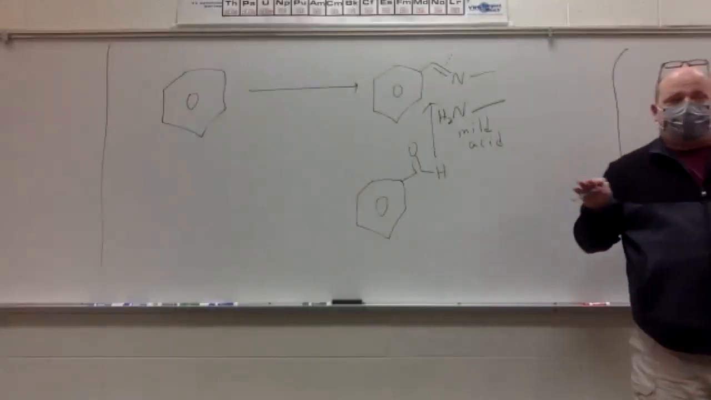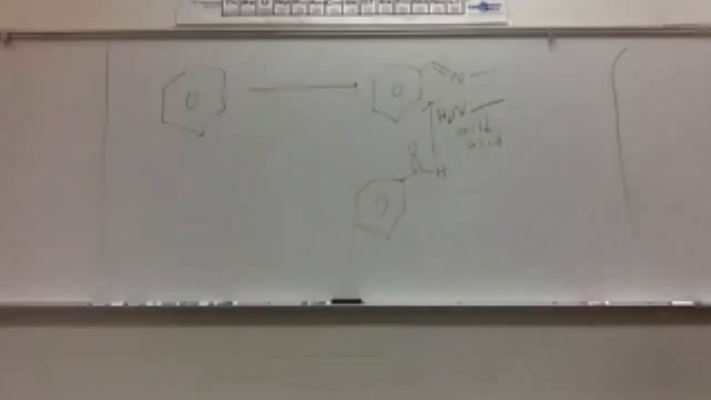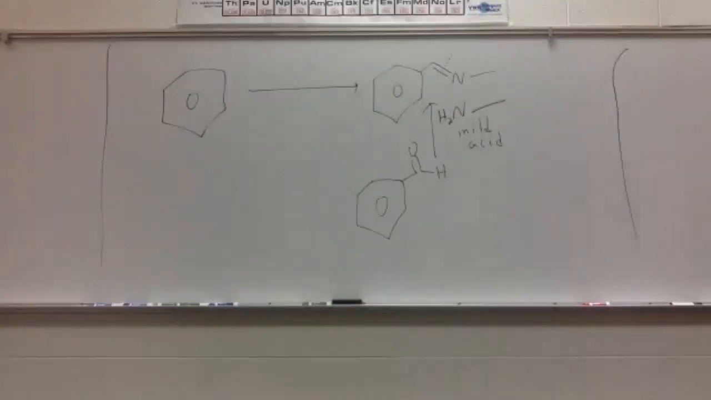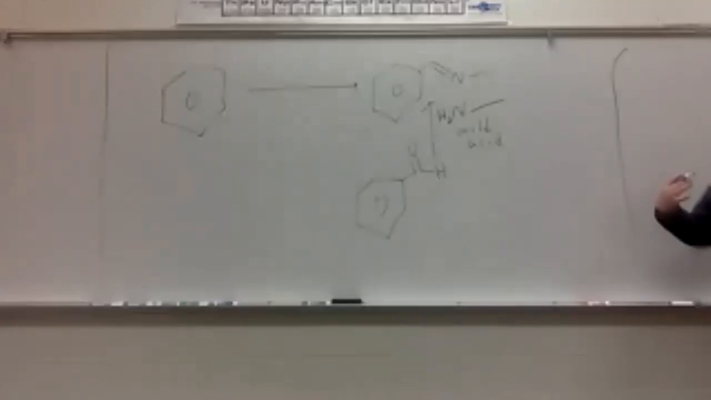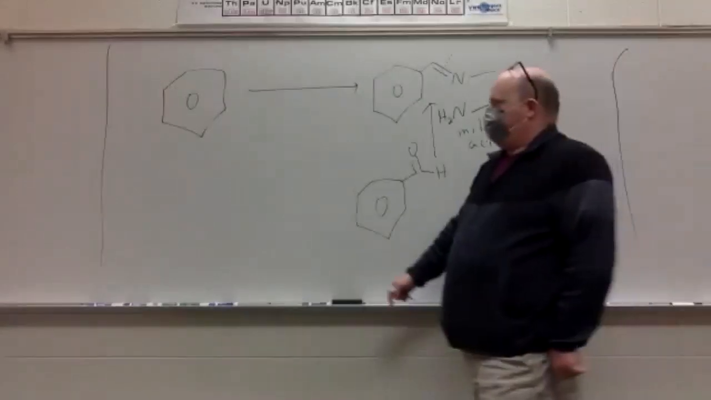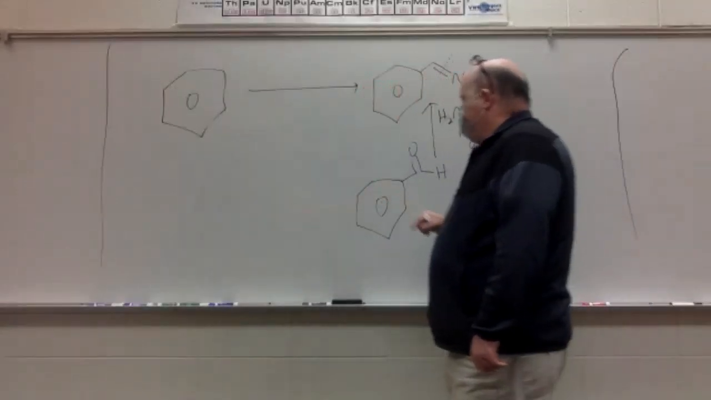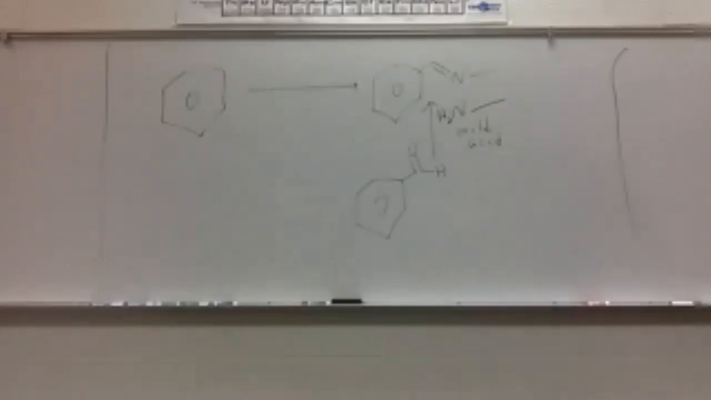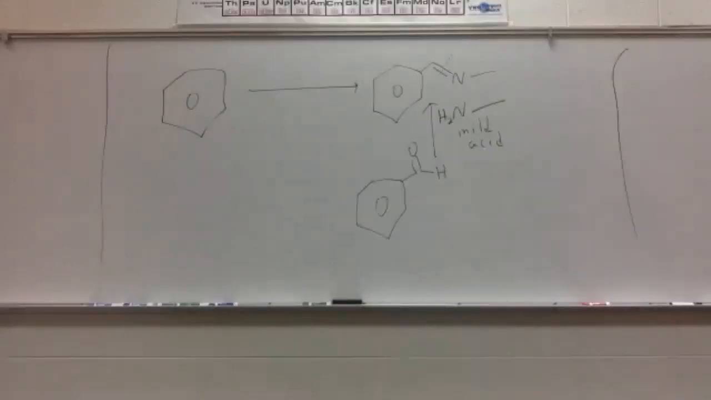Look to see what type of material I have at the end. It's an imine, it's one we've made in this chapter, right? Figure out what the parts are. So now all we have to do is figure out how to get from benzene to the aldehyde. And that's going to require old chemistry.